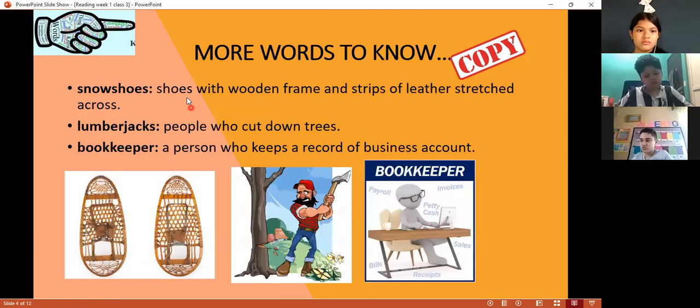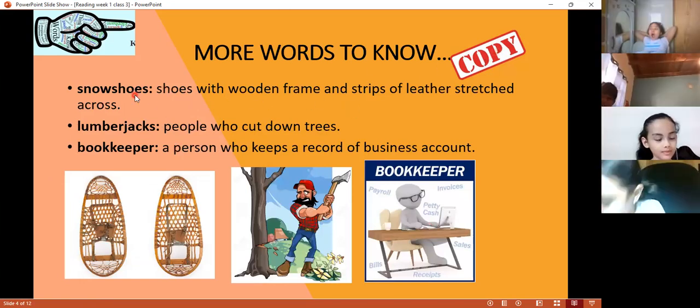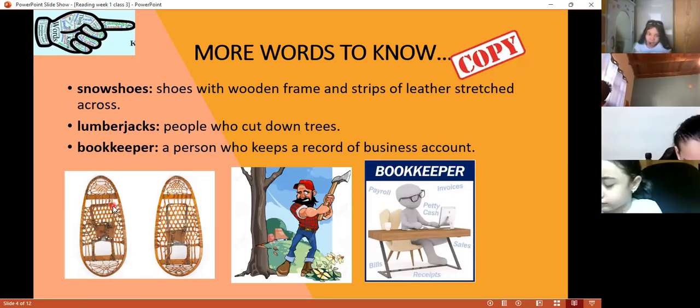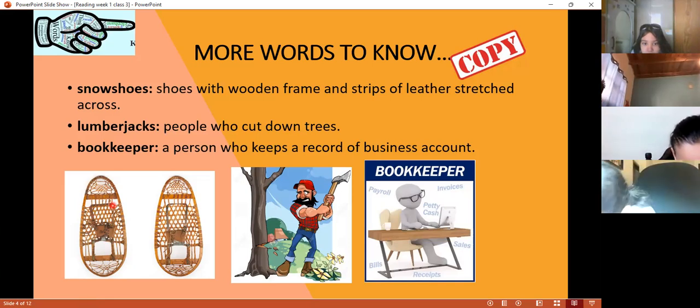Now, let's copy these 3 more words, these definitions, class. Again, snowshoes, we have the snowshoes. What is a snowshoe? As you mentioned before, they are the shoes that you use when you are on the snow. But the shoes with wooden frames, they are made of wood, like this.